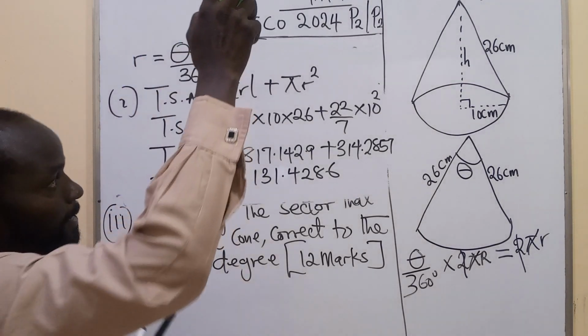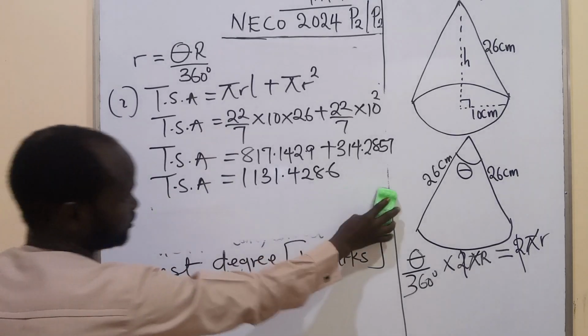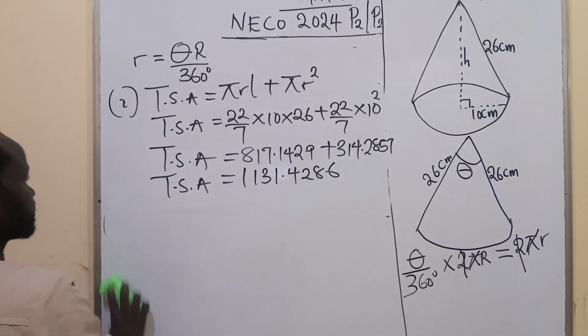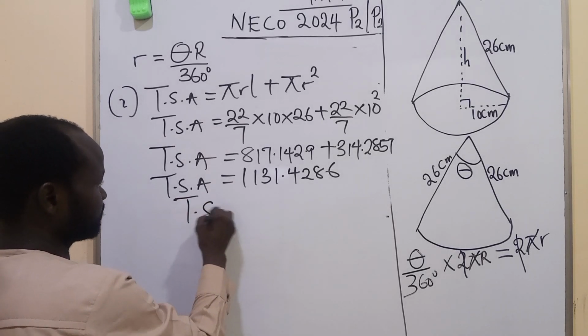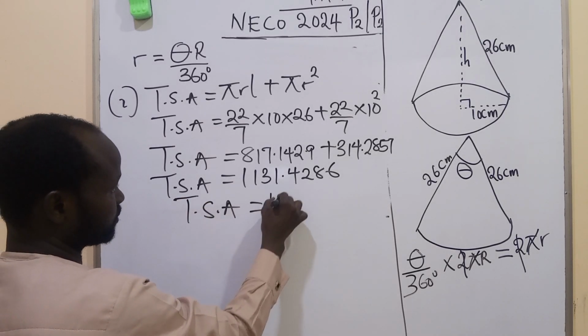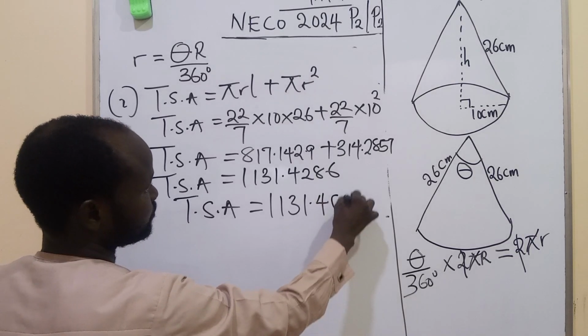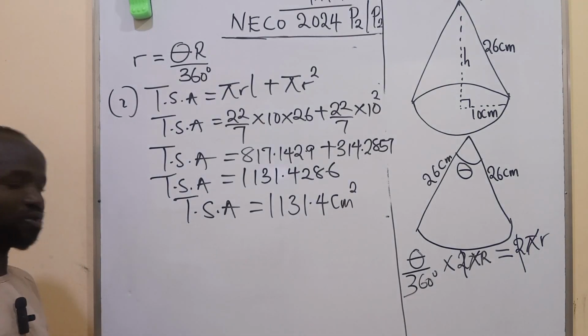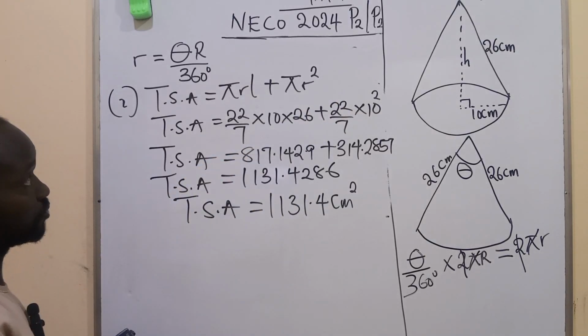So let me remove the question so that we can do that. Finally, the total surface area to 1 decimal place would be 1131.4 cm squared. So this is the total surface area of a cone. Now that's Roman numerals 1.